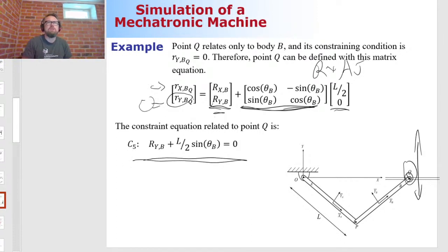So I have a total of 5 constraint equations, 6 generalized coordinates because of the 2 moving bodies, and 1 degree of freedom. 82% of you figured that out correctly, which is a high number. It is a very high number.